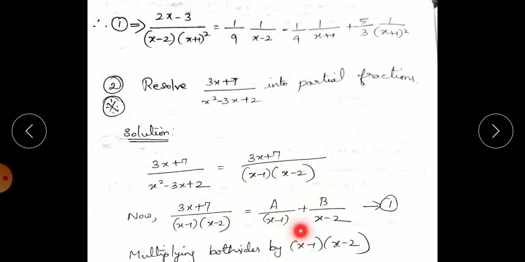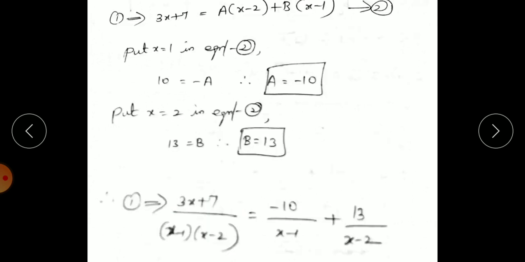So a by x minus 1 plus b by x minus 2. You know how to split this, okay? You can use the method or anything like this. Now multiply both sides by x minus 1 into x minus 2. So equation 1 becomes 3x plus 7 equal to a into x minus 2 plus b into x minus 1. Take this as the second equation. Now as usual, let us take some convenient values.